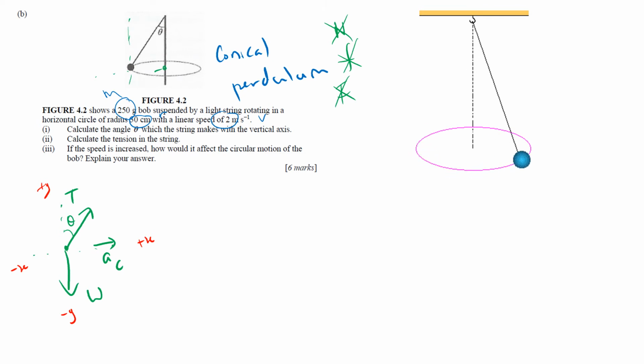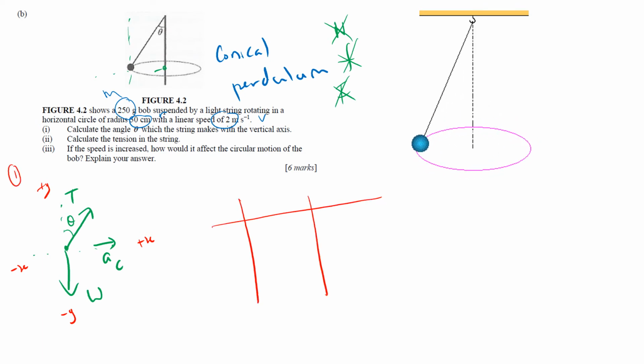Okay, question number 1. Calculate the angle which the string makes with the vertical axis. They ask you to calculate the angle theta here. This is the step: the first thing is the free body diagram, done exactly like chapter 4. We make a table, X and Y, because we have two components here. The forces we have are only T and W.